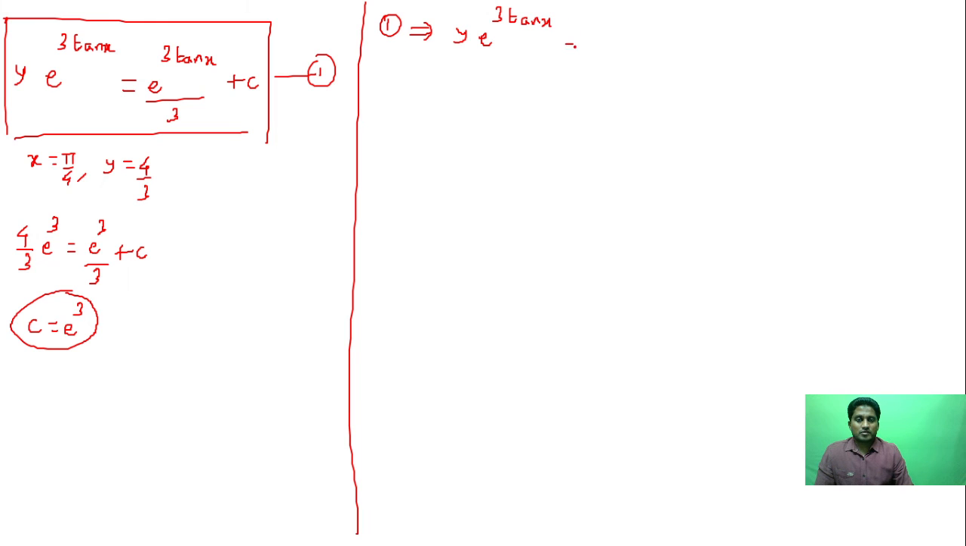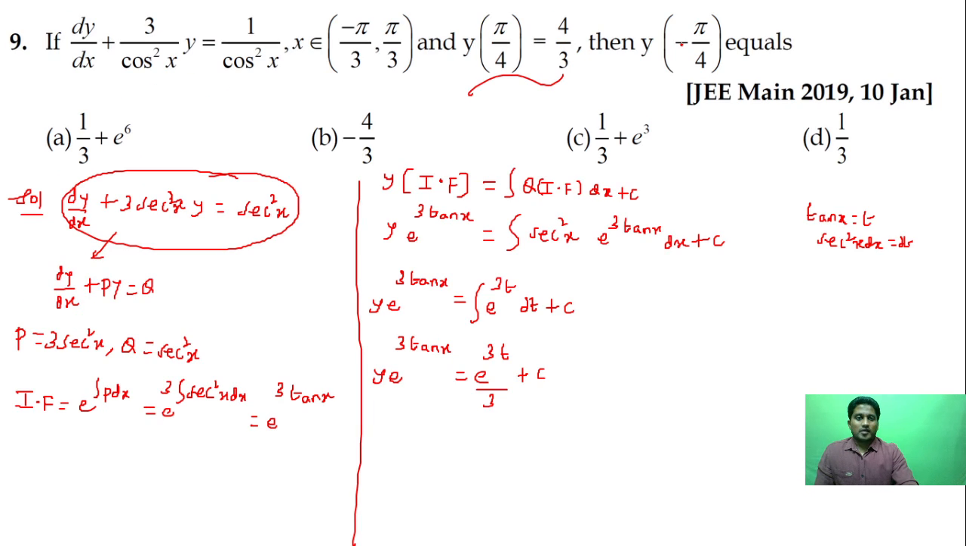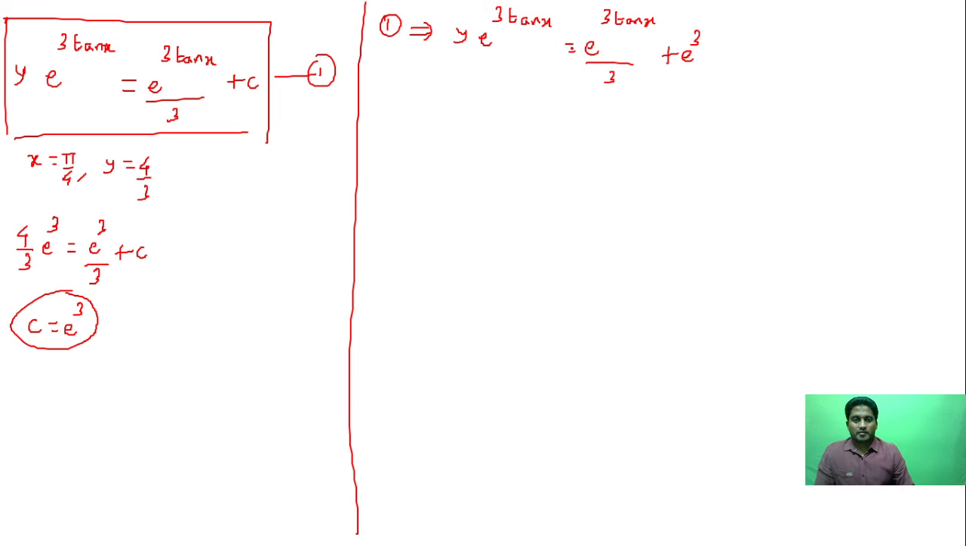3 tan x is equal to e to the power of 3 tan x, upon 3 plus this is e cube. Now I'm supposed to find out what is y of minus pi by 4. That is, when x is equal to minus pi by 4, what should be the value of y? Y into e to the power of minus 3 is equal to e to the power of minus 3 divided by 3 plus this is e cube.